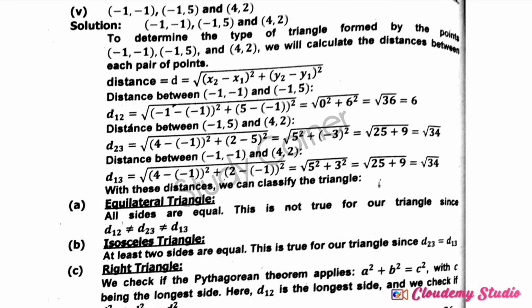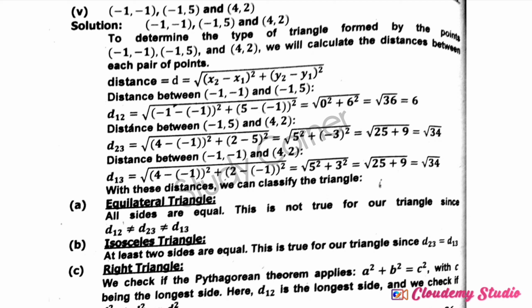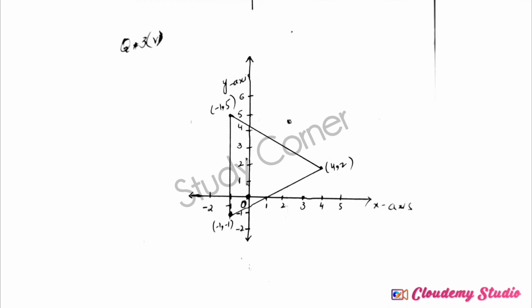So firstly we have to find the distance between them. To determine which type of triangle it is, we use the distance formula. And what is the distance formula? That is the square root of (x2 minus x1) whole square plus (y2 minus y1) whole square. So firstly we have to find the distance of this side.